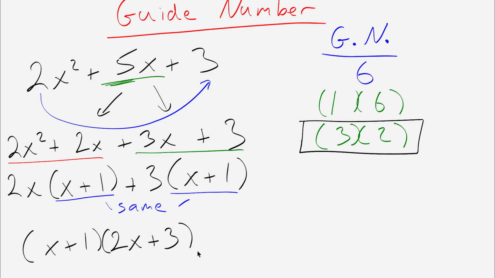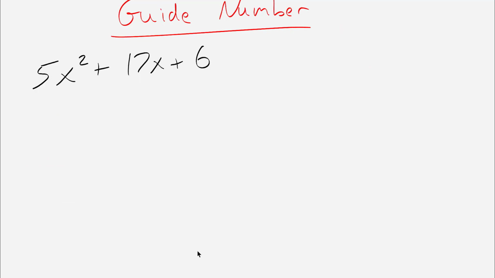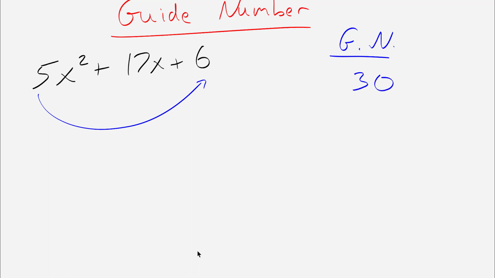Okay, let's have a look at another example. 5x squared plus 17x plus 6. So our guide number is going to be 5 times 6. So 5 times 6 is 30. So our guide number is 30.